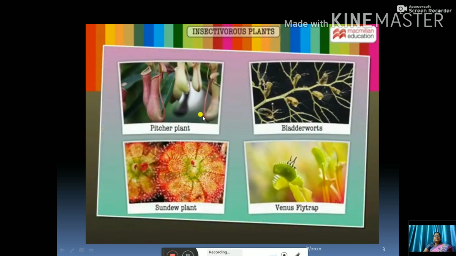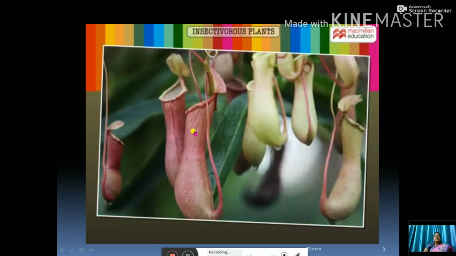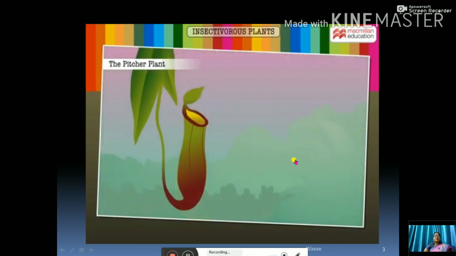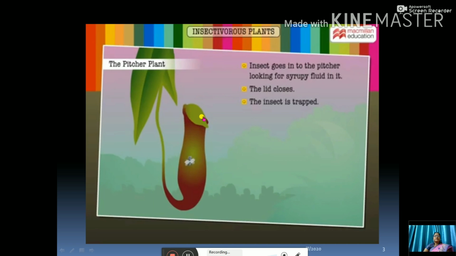Let us now look at some insectivorous plants and learn how they trap their prey. This is a picture of a pitcher plant. It definitely got its name because of its shape, just like a pitcher of water. Here, the insects go into the pitcher, looking for some syrupy fluid in the pitcher. But they get stuck in the pitcher as the lid closes. What happens after that? The plant secretes enzymes or digestive juices inside the pitcher, and the insect is digested.